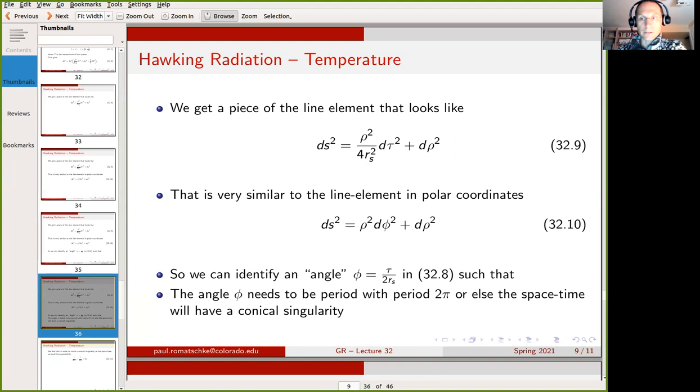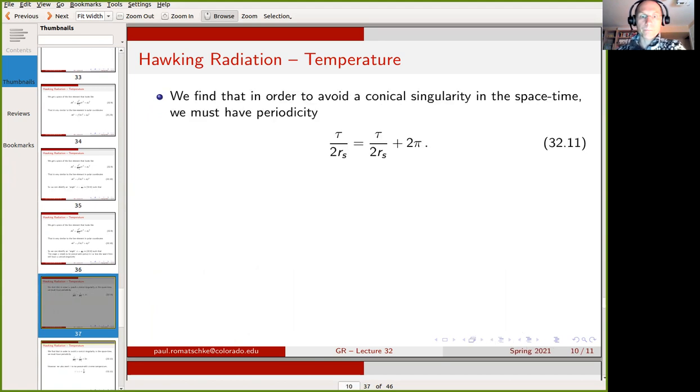This is not a coordinate singularity, this is a real singularity, and it would mean that the space-time has a real singularity at this point, rho is 0. To the best of our knowledge, this would be unphysical. So we want, at all costs, to avoid a conical singularity. That means the only choice that we have is that this angle phi has a period of exactly 2 pi. Okay, so in order to avoid the conical singularity, we must have this periodicity condition: in terms of this imaginary time, tau over 2rs is periodic with respect to 2 pi.